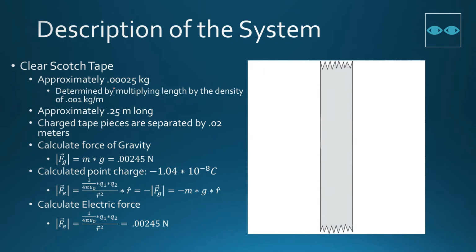The physical system remained the same. We had a piece of charged tape that was 0.00025 kilograms, 0.25 meters long, and the charged tapes were separated by 0.02 meters. We calculated the force of gravity through this equation here, and we calculated the point charge by setting the force of gravity equal to the negative force of electricity, since we know that in the y direction the net force has to be 0. We then calculated the electric force to the point charge model, as you can see here.